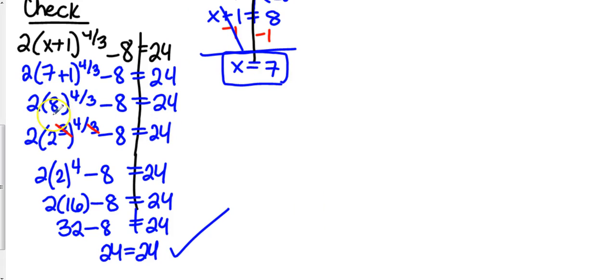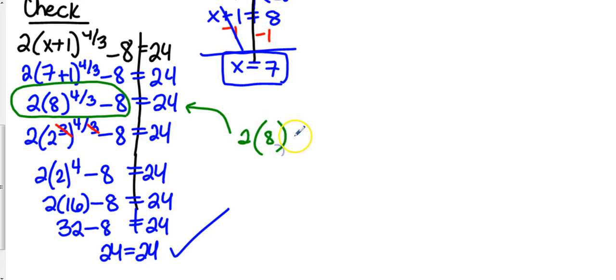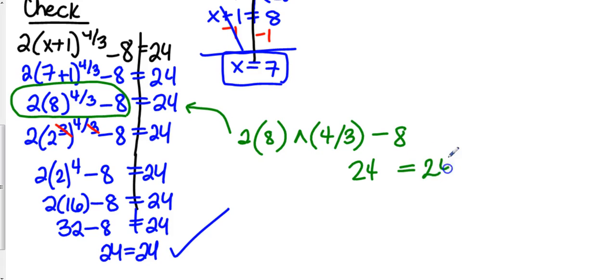On an exam, I would be fine if you showed me up until this step, and then you could actually use your calculator to check this. You would put 2 parentheses 8, close it, caret, in parentheses 4/3 minus 8. And when you enter that into the calculator, it'll come out as 24. It should, if you type it in right. And from there, you could get 24 right away. But being able to do it by hand is important.